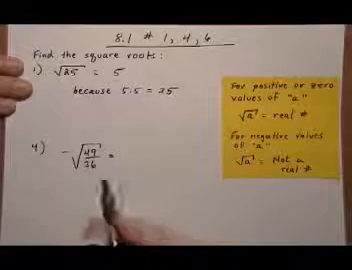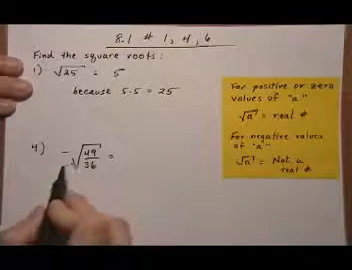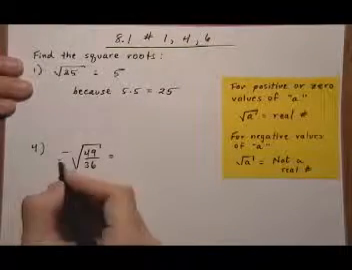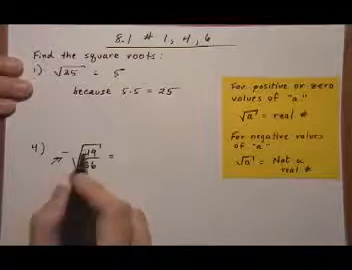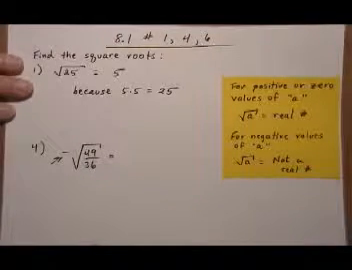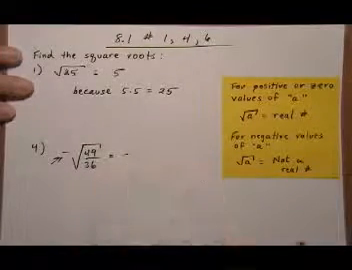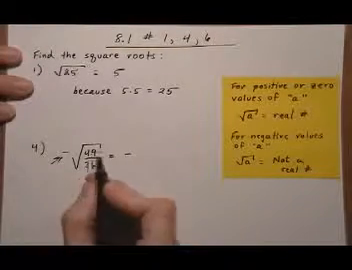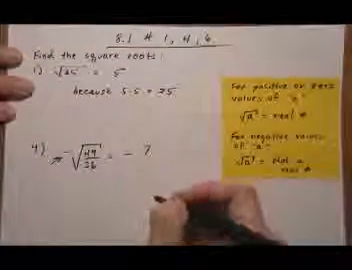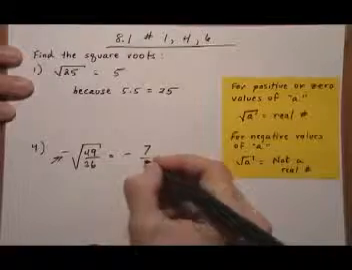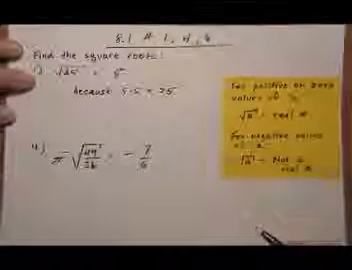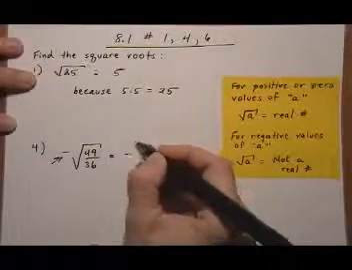Now, if we look at number 4, we've got a negative sign, but the negative sign is on the outside. So it doesn't affect what's happening with the root at all. We just carry the negative sign to the answer, and then we do root 49, that'd be 7, because 7 times 7, over root of 36 would be 6. So we get minus 7/6.